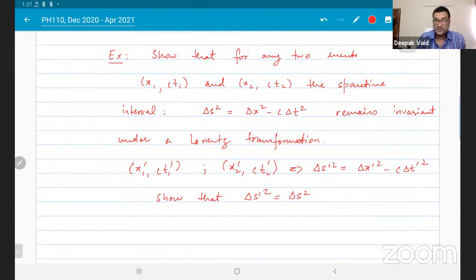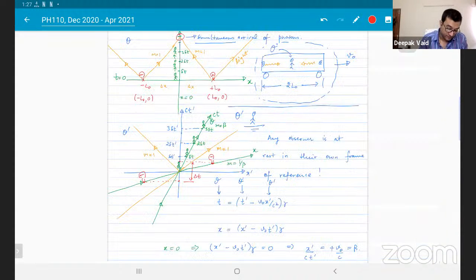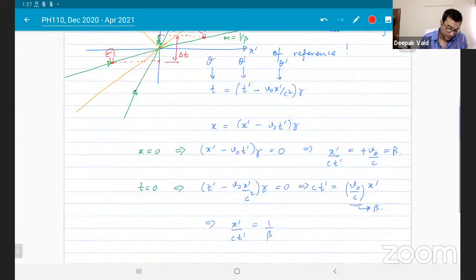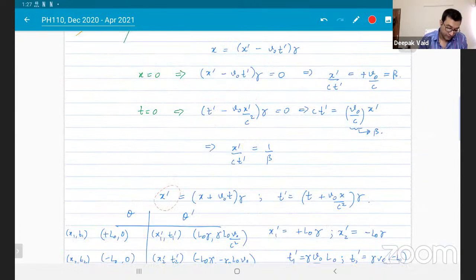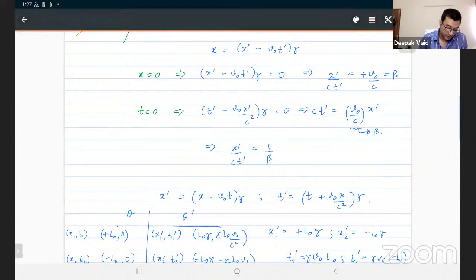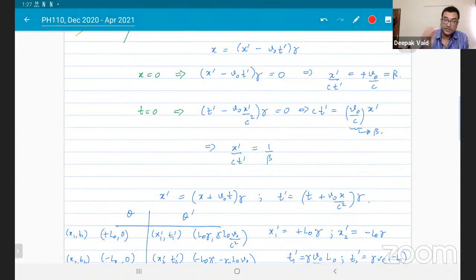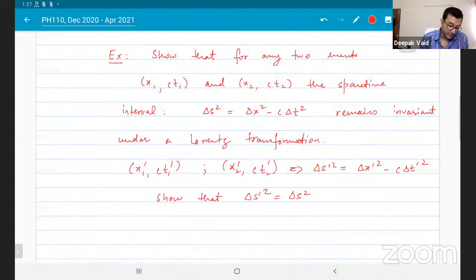It's a very simple exercise. You simply have to use the equations for the Lorentz transformation. You just have to put for x and t these expressions with the correct values of the subscripts 1 and 2 and calculate this. You expand all the terms, things will cancel out, and you will get the same expression as before the Lorentz transformation.